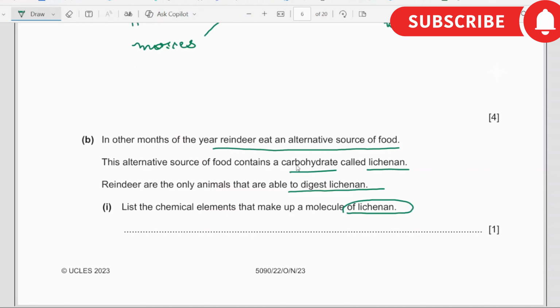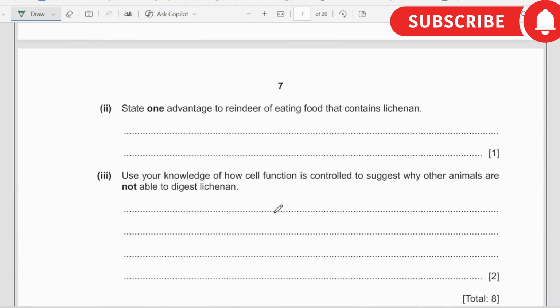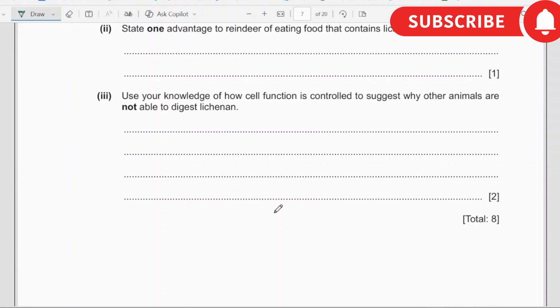Okay, yes, it's a carbohydrate. So carbon, hydrogen, and oxygen. Okay, let's move to the next part. State one advantage to the reindeer of eating food that contains lignin. Like if it's a carbohydrate, what can be the advantages? Good.